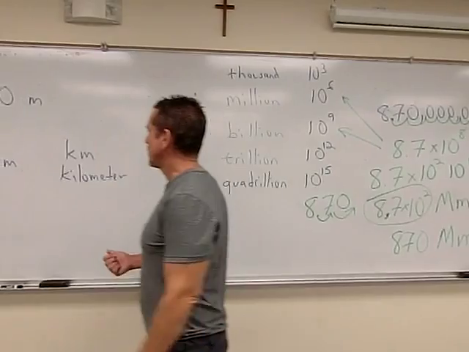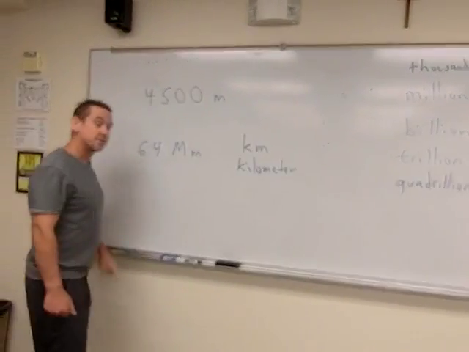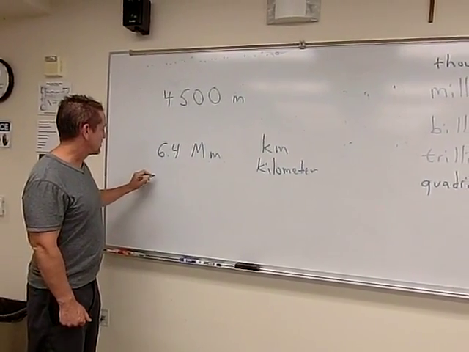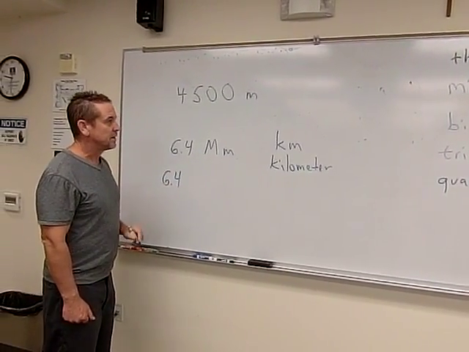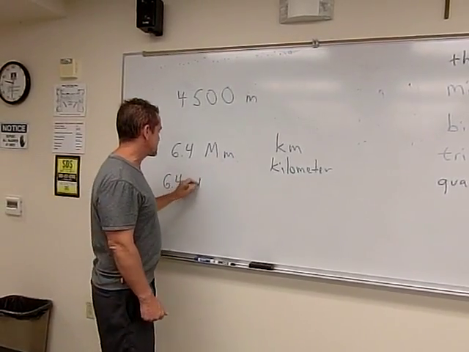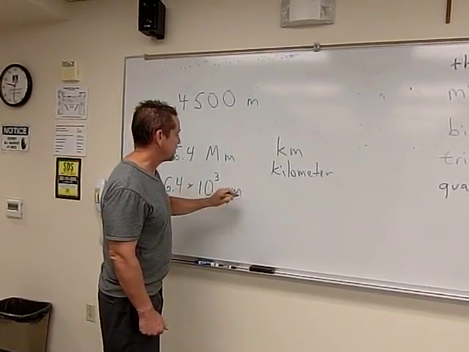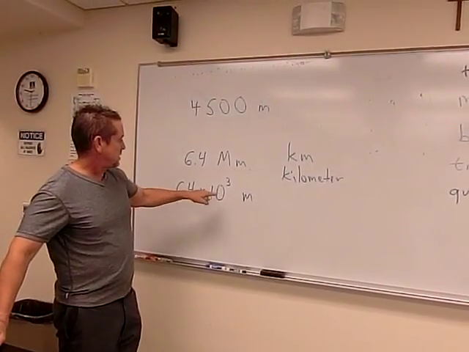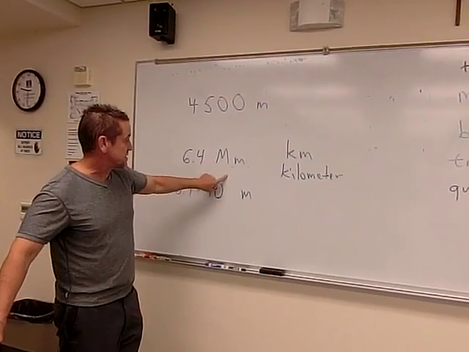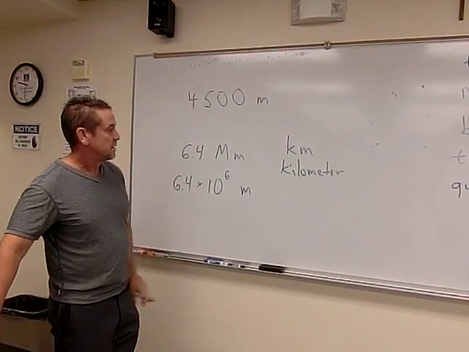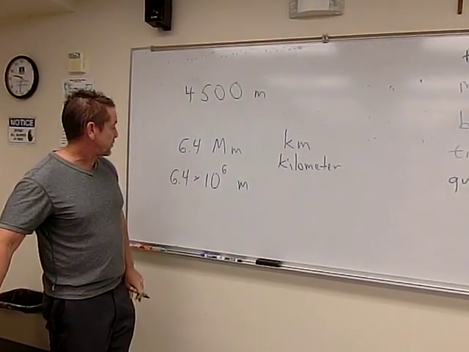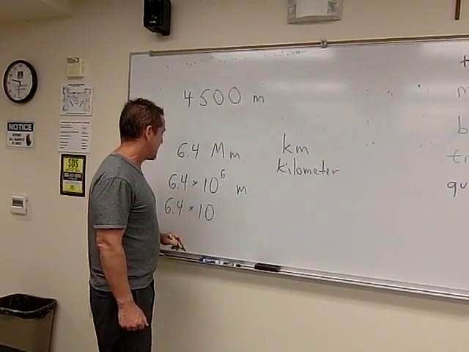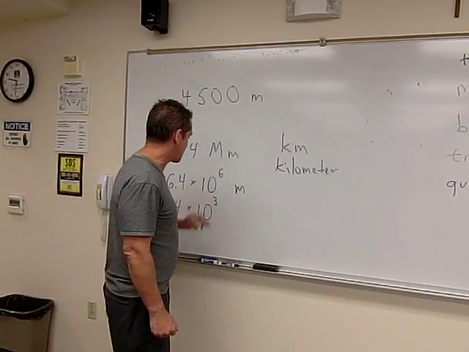And so let's see if we can change this megameters into kilometers. So we got 6.4. The mega is 10 to the sixth, and we got the meter. I made a mistake, right? A mega is 10 to the sixth. Okay. The kilometer is 10 to the third. So we'd like to do that same kind of trick, and we'd like to get a 10 to the third out of there.